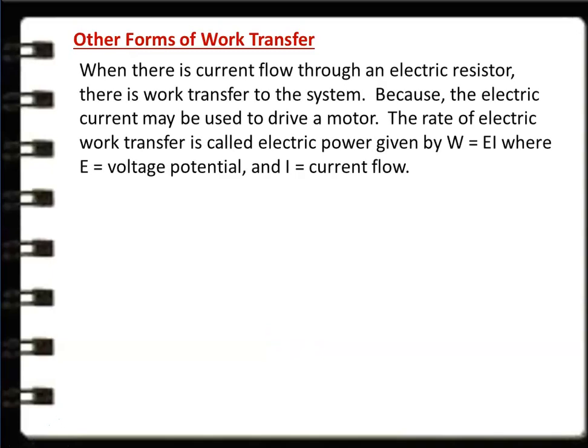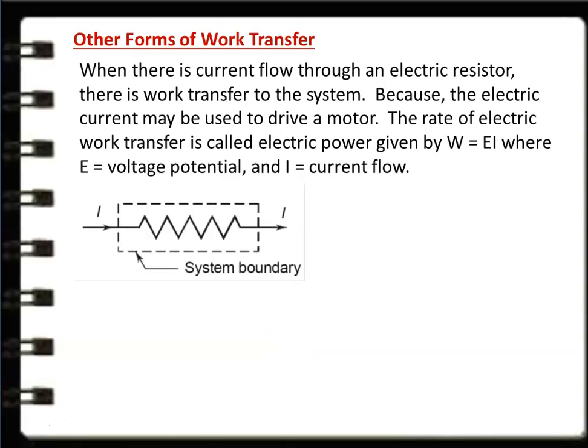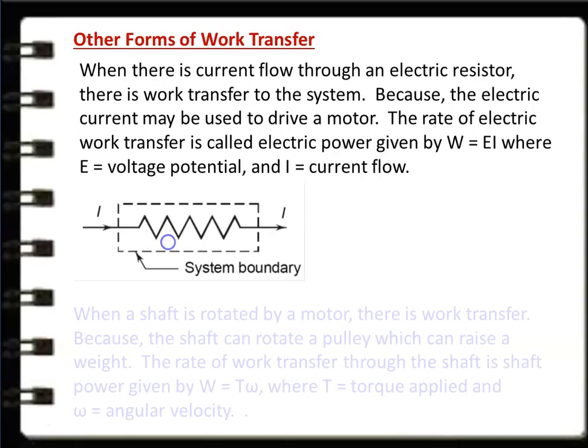And in addition to the PdV work or the displacement work, there are other forms of work transfer. One such work transfer is the current flow through the electrical resistor. When there is current flow through the electrical resistor, there is work transfer to the system, because electric current may be used to drive the motor. The rate of work transfer is called electrical power, W equal to E into I, where E is the voltage potential and I is the current flow. So electrical work is also considered a work transfer, because the electrical power is used for driving a motor or any other home appliances.